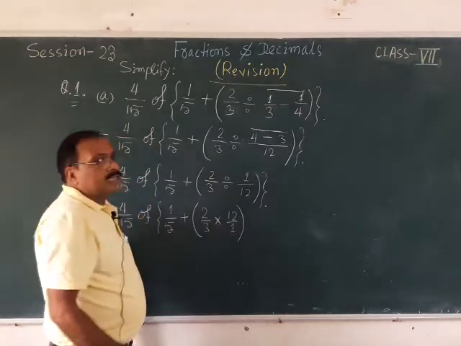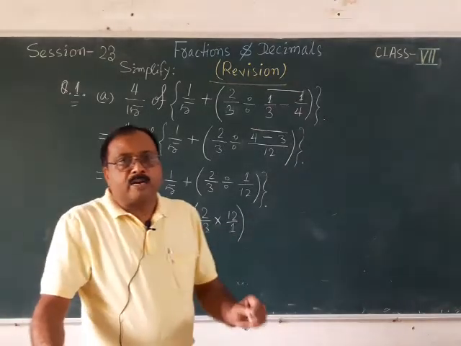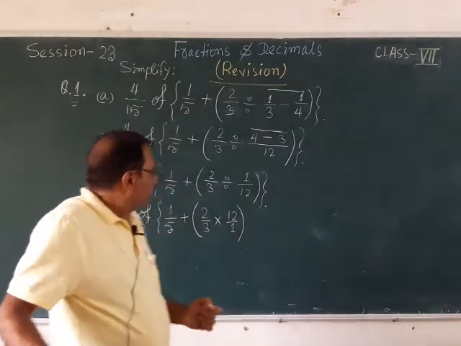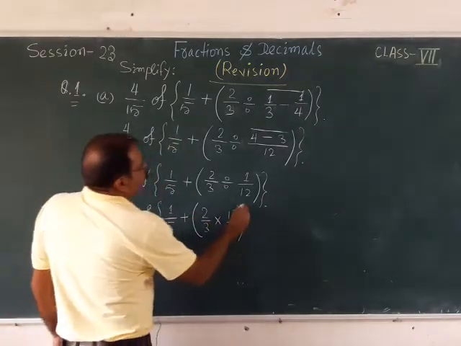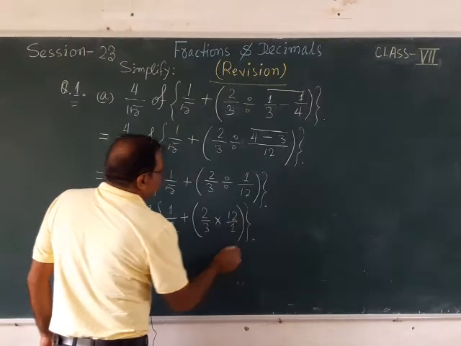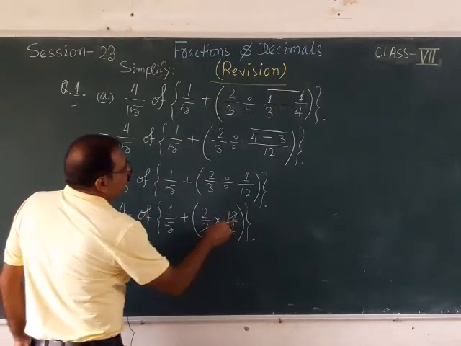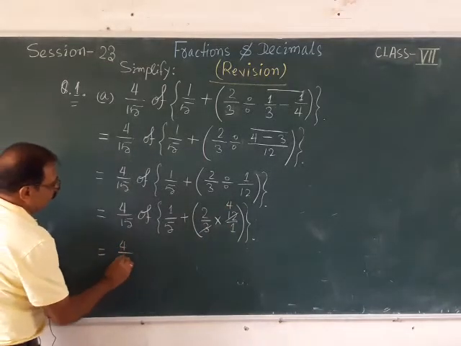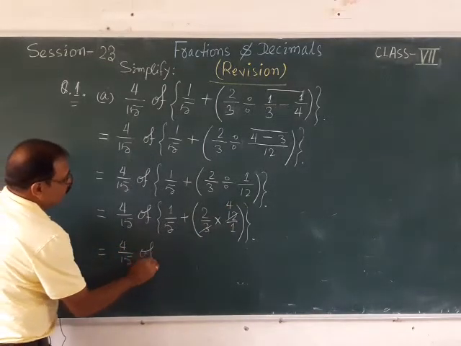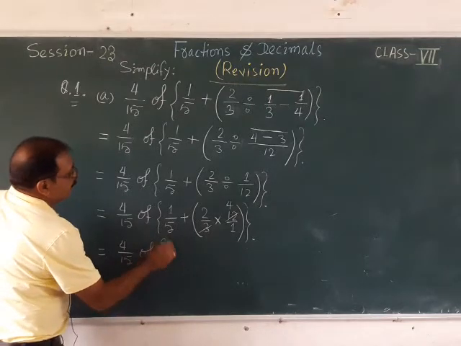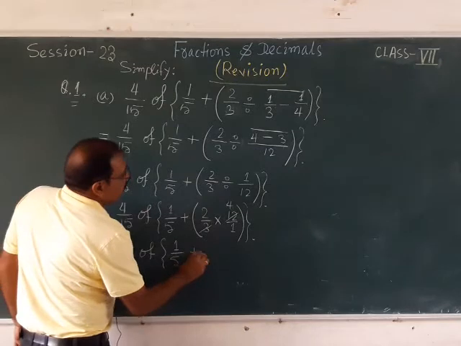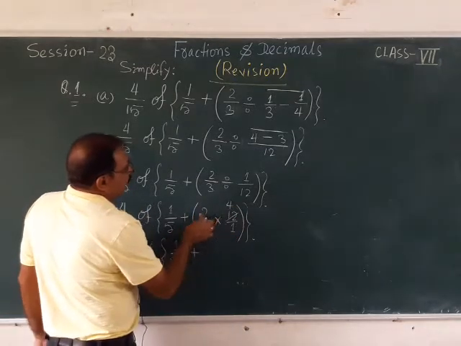Okay, that means in the reciprocal what happens? Numerator becomes denominator and denominator becomes numerator. So here now you need to close it with the two brackets. Now you can cancel: 3 4s are 12. Further you need to copy down 4 upon 15, then you need to write of, then the second bracket, then 1 upon 5, then plus, and here 2 4s are 8.